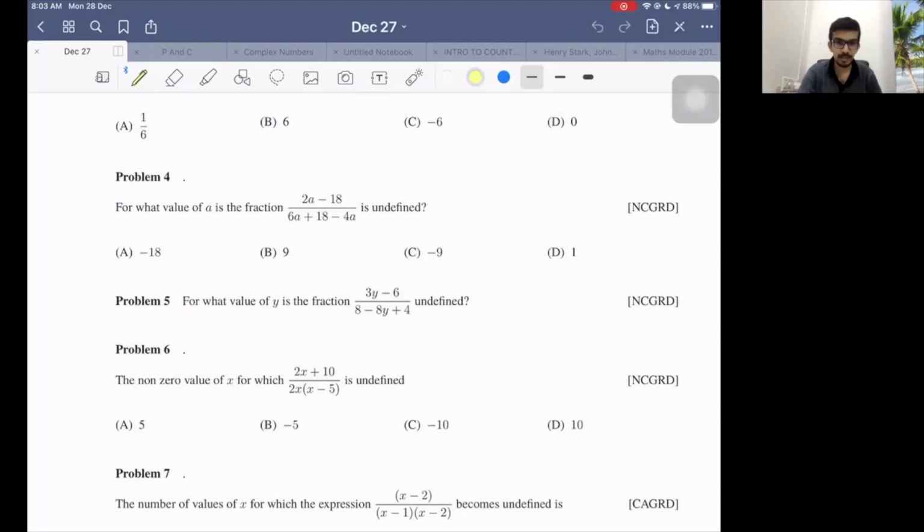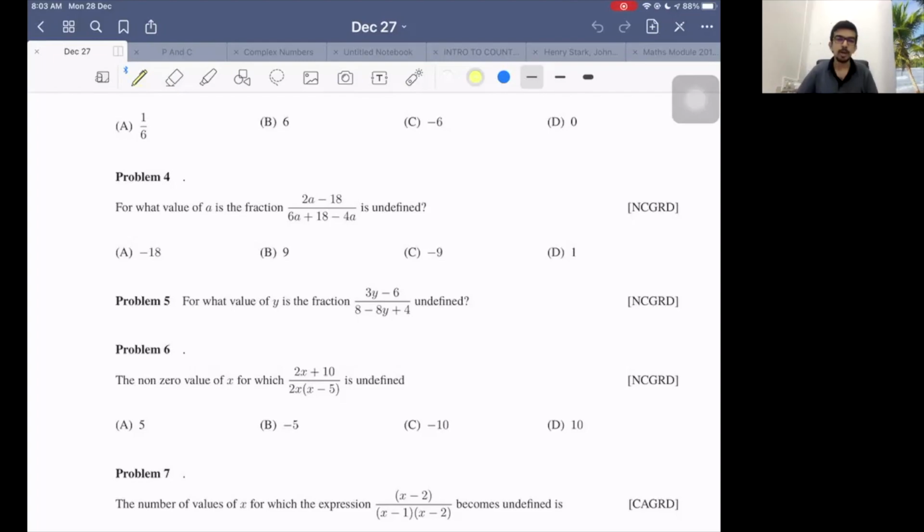Yes. These are pretty easy, right? I mean, this sheet in particular is very easy. You just have to equate the denominator to 0 and find the point where the denominator becomes 0. So I'll just quickly discuss these questions.